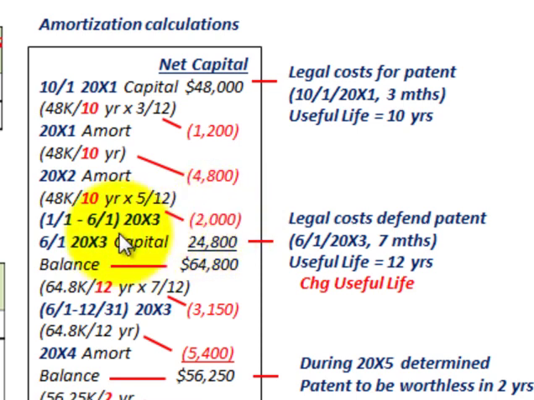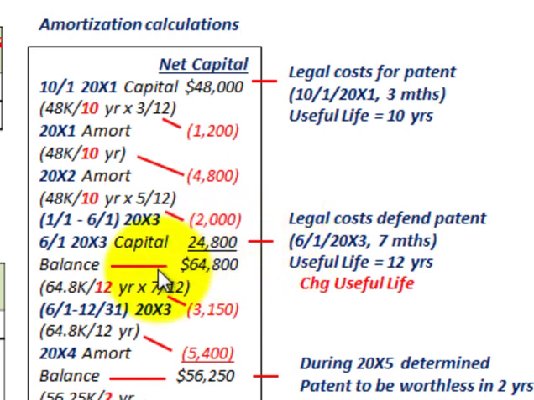Now this is where we have to recalculate our balance because we're going to have a change in our useful life on this patent, plus we're going to have this additional expense. So let's go look at that. Our legal costs to defend the patent on 6/1 20x3 were $24,800, so that we had to capitalize.